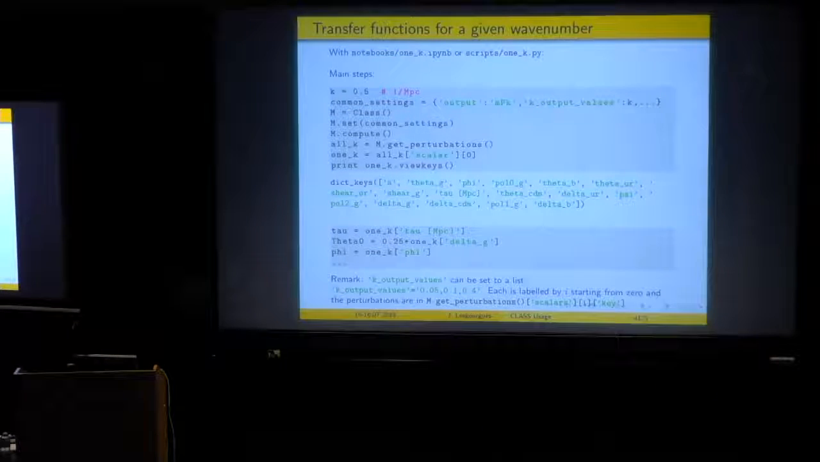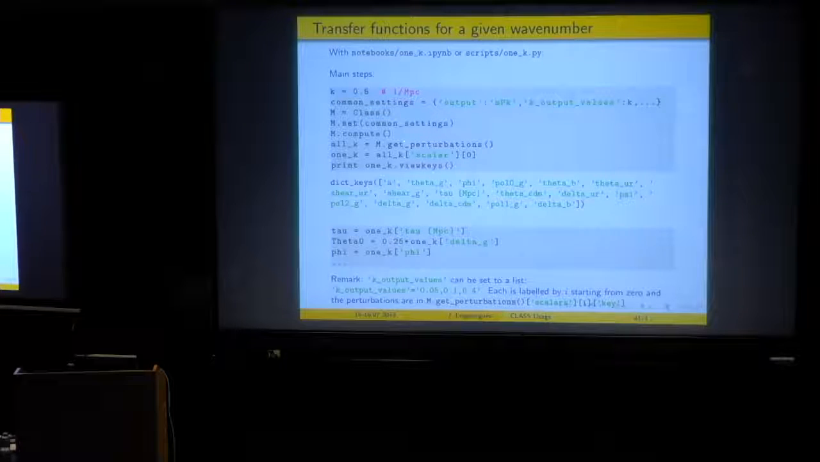It's k_output_values. We have not yet seen k_output_values. So k_output_values will be one or a list of values of k at which you want to store the full time evolution of the perturbations. In this example, I only want one value of k. If I wanted many values of k, I would pass here a string with numbers separated by commas. So k is now fixed to 0.5, and you remember by default, if you have forgotten, you can be sure it's 1 over megaparsecs.